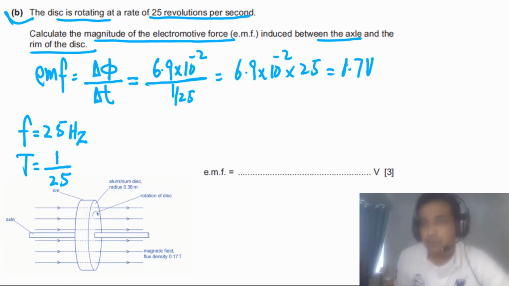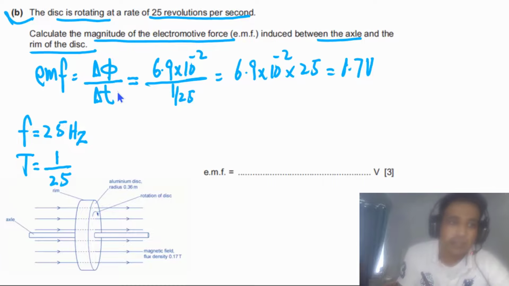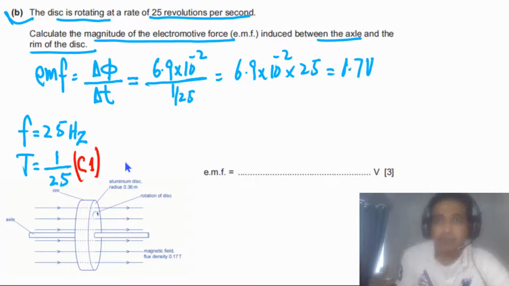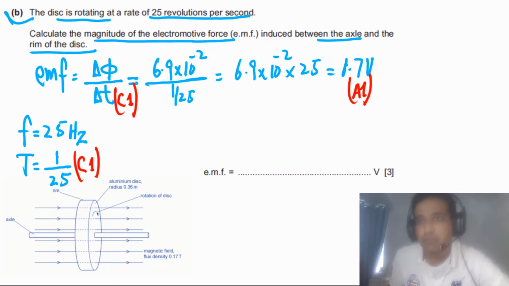This question has 3 marks. First mark you will get if you have written that time period is equal to 1 over 25. So you will get 1 C mark. And the second C mark you will get if you have written this formula. And the last mark is the answer mark. If you have got the right answer, you will get 3 marks.